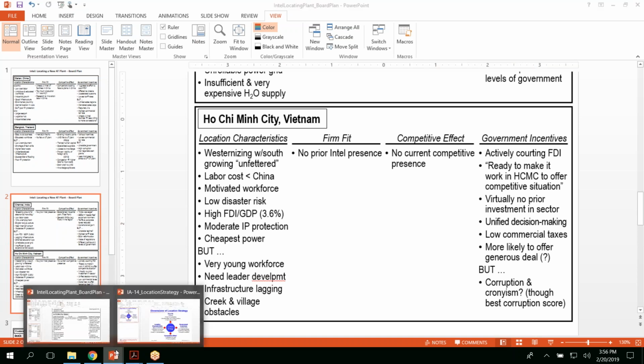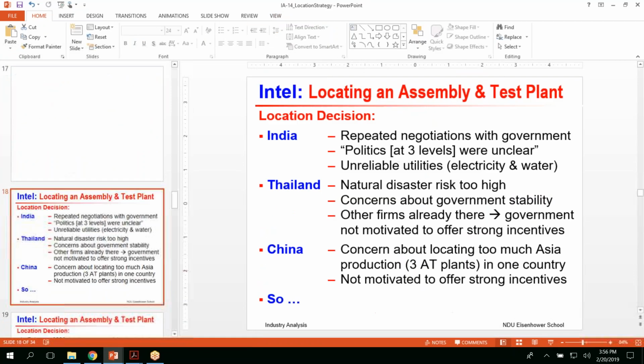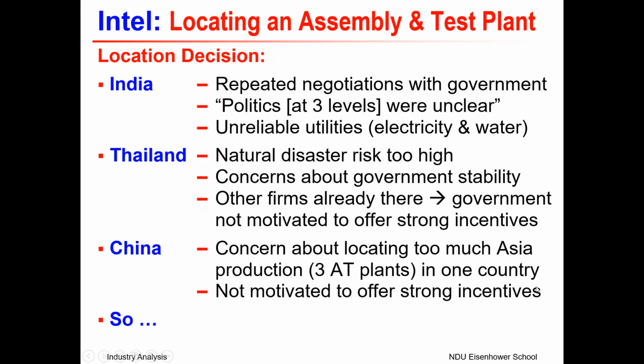And then you go back to the slides, and you give an update. So here's the update. I say, look, in terms of India, part of the problem with India was they had repeated negotiations with the government. They're having to deal with the 3 levels of government, and everybody wants their same thing. So the quote from the B case, which you don't have to hand out, is summarized in these slides here. The B case says the politics were unclear. They also had the unreliable utilities, electricity and water I talked about before.